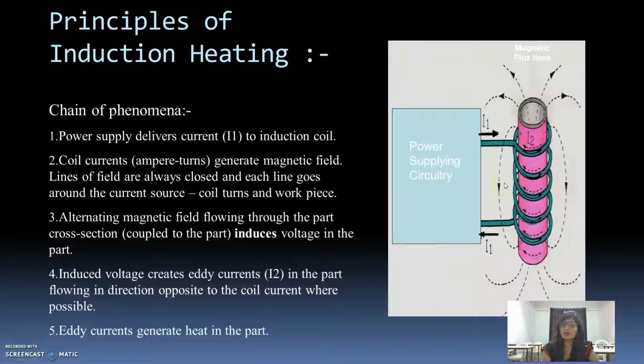Then the induced voltage creates eddy currents. The induced voltage generates eddy currents. The eddy current I2 is given here. The induced voltage creates eddy current in the part flowing in the direction opposite to the coil current where possible. Now the eddy current generates heat in the part.